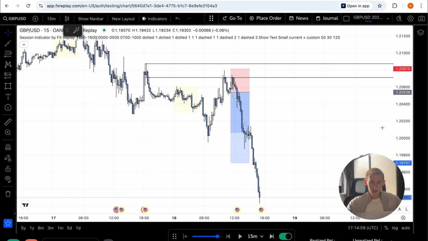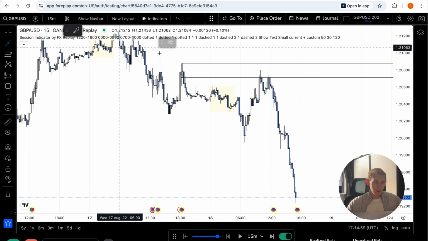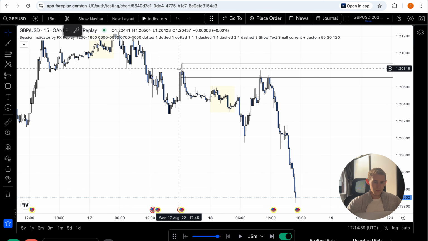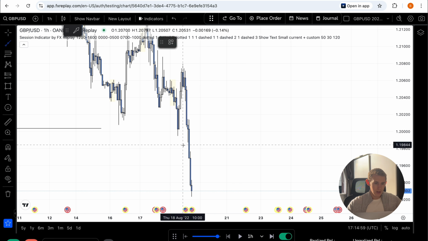Yeah, nice. There we go. So TP hit on that one. The point of interest, by the way, I didn't really explain it, but it was this supply zone. And I saw that at London Open, we had price take out Asia high up here. So that was nice. And we've now had price break structure again.